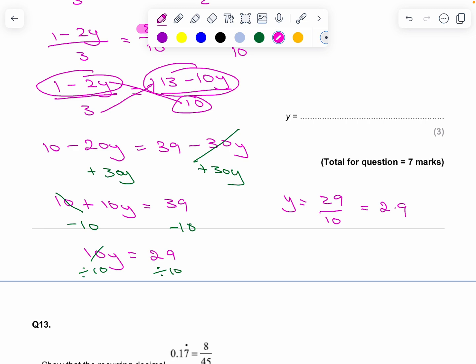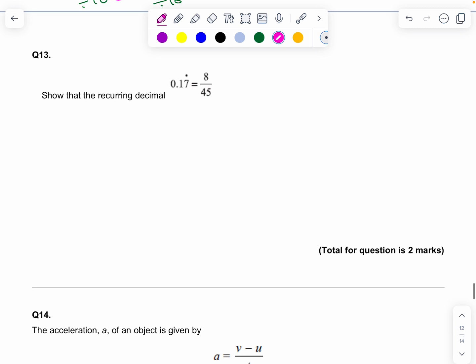Okay, the next question in terms of recurring decimals was quite a nice one. Remember, our goal is to always make sure that the recurring bit is the only bit left on the right hand side of the decimal point. So I am going to say that x equals 0.17 recurring. Remember, the dot is only above the 7, so that's the bit that's recurring. The 1 is just singular. It's the 7 that's recurring.